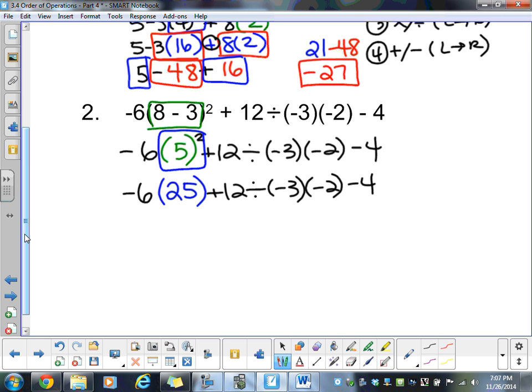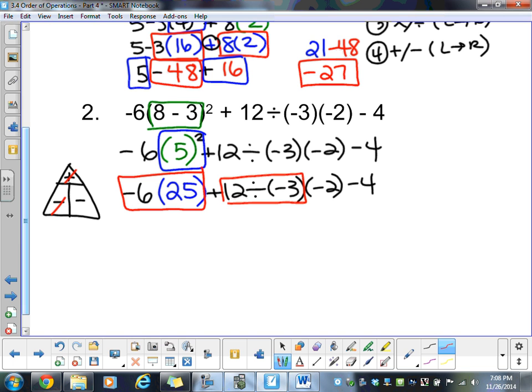Now the multiply and divide step. So I'm going to put my triangle here just as a reminder. Okay, we have to multiply negative 6 times 25. Well, a negative times a positive is going to be a negative. Okay, so we're going to do this multiplication here. And then we're going to do this division here. And those are the two things I'm going to do in this step.